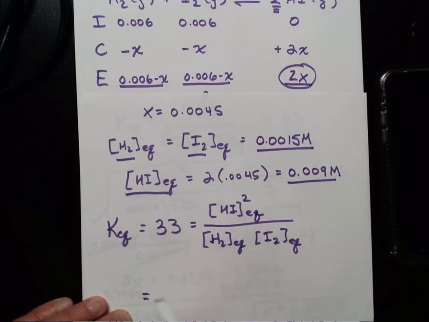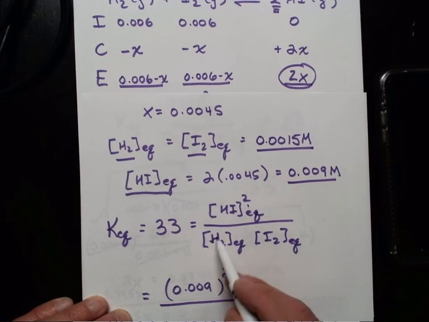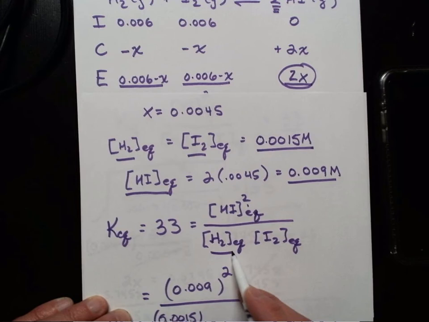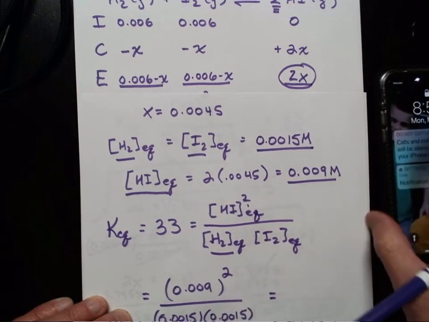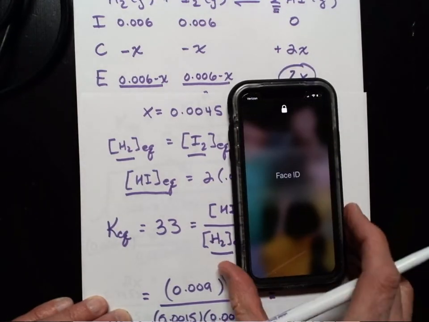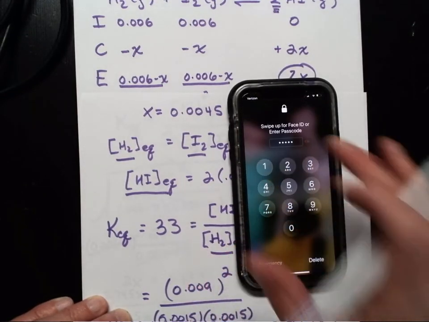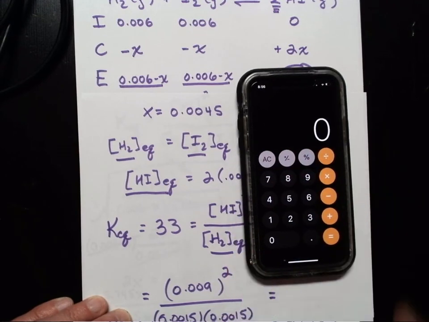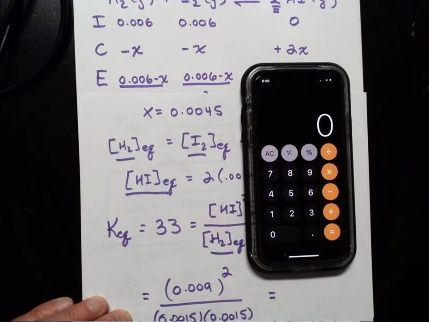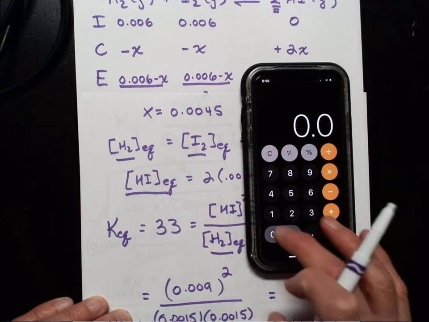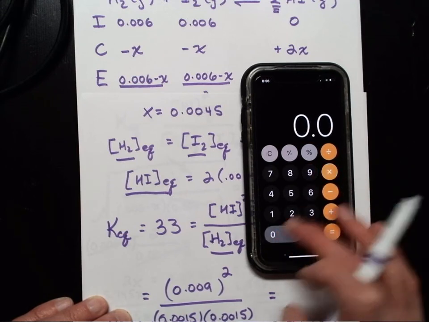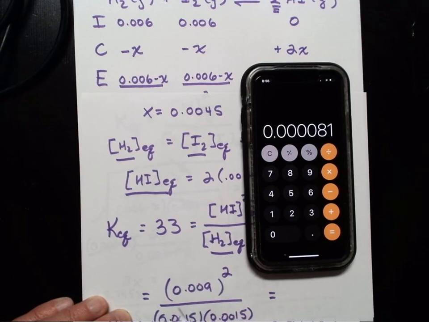Well, that should be equal to, let's see, HI, that's 0.009, and I'm going to have to square that, and I'm going to divide by 0.0015 for H2, and 0.0015 for iodine. Let's find out what that is. All right, here we go. Watch how I do this in my calculator. 0.009 times 0.009, that's 0.009 squared.